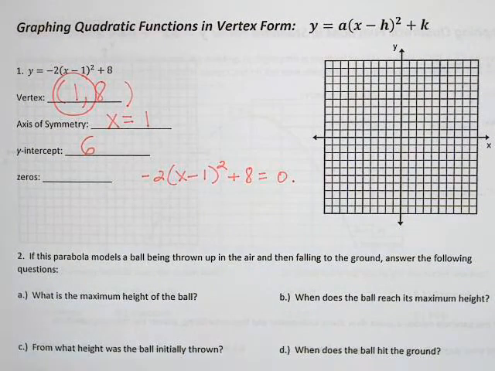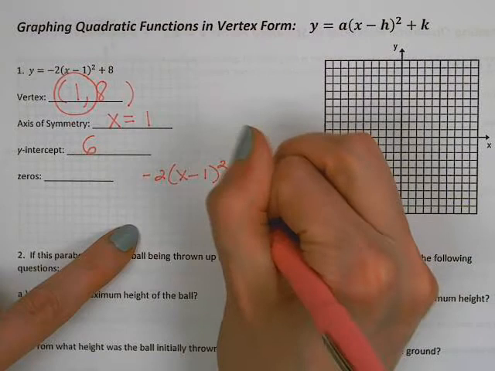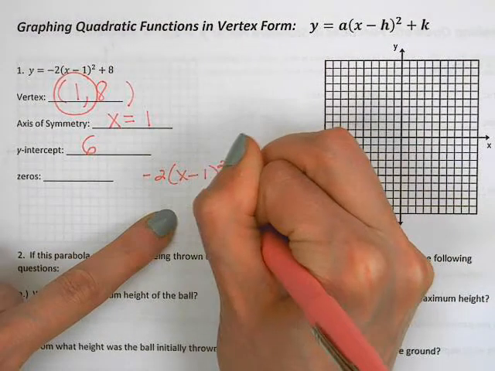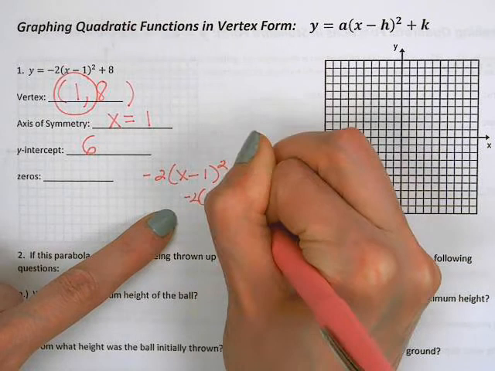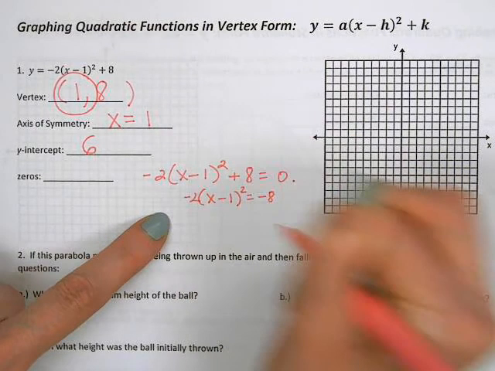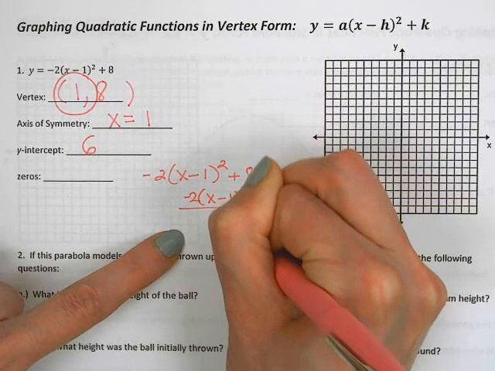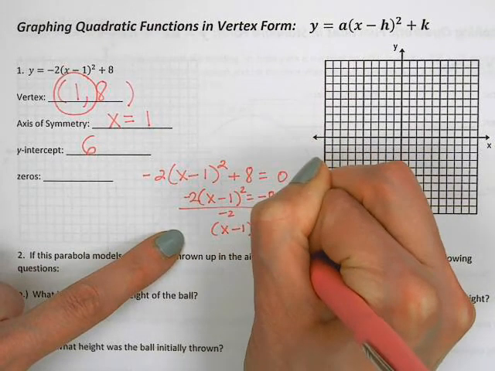So this is an undoing one. You would minus 8, divide by negative 2. Okay, so we would minus the 8 over. Then if we divide by negative 2, we get x minus 1 squared equals 4.